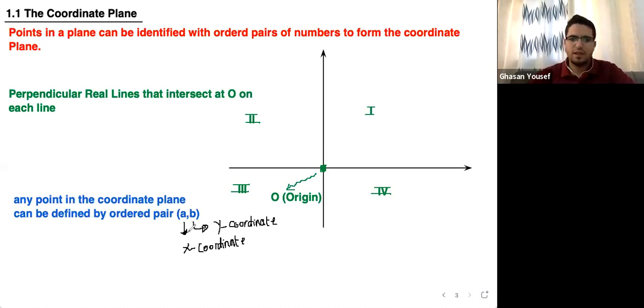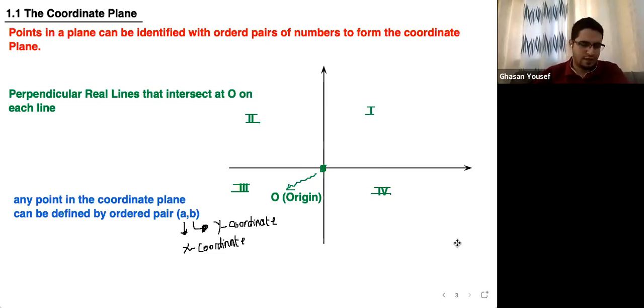Okay. Any question about these 3 points here, the red, the green and the blue one, in the graph? Does what I said about the Cartesian plane make sense? Okay.